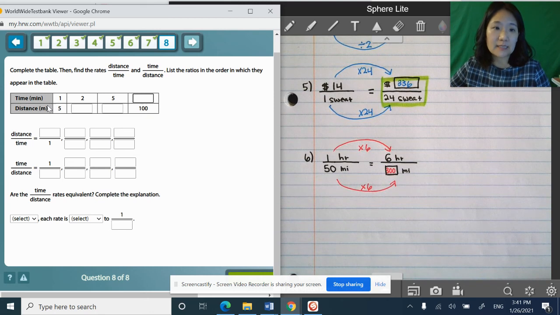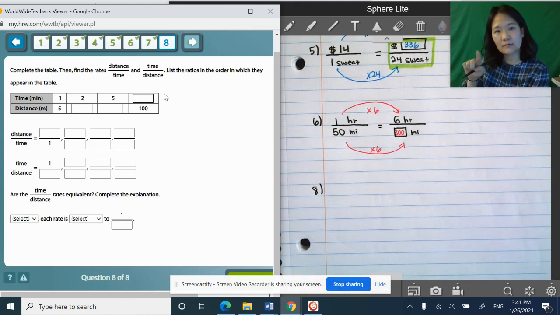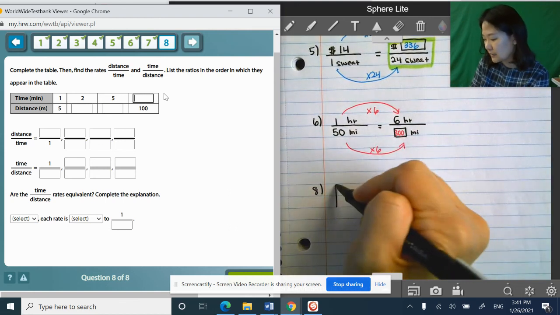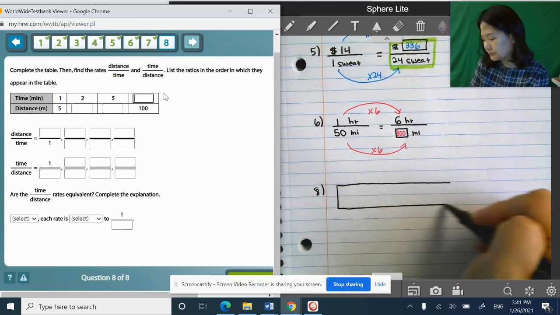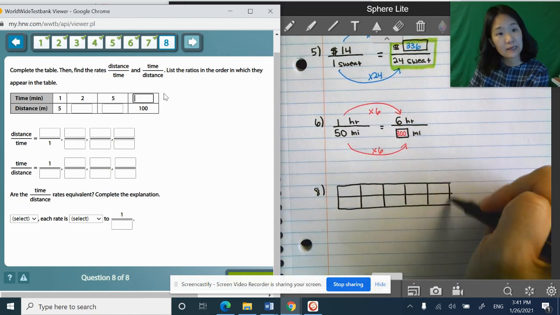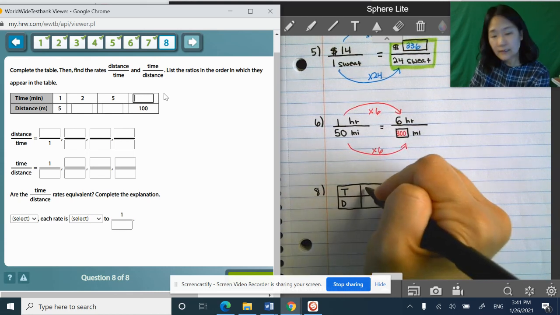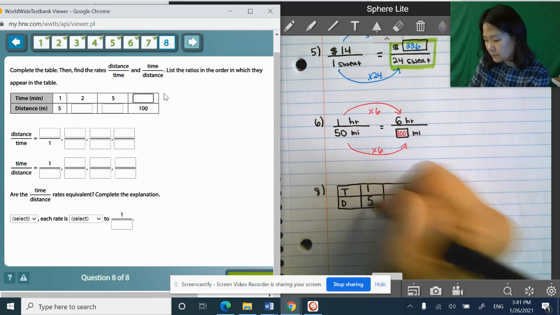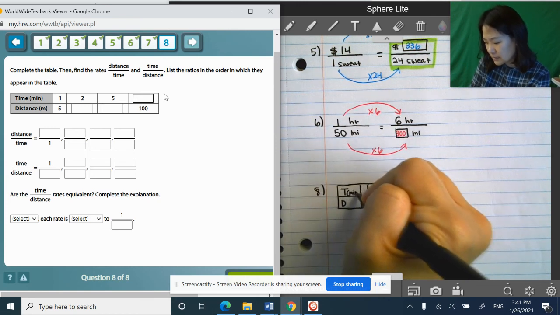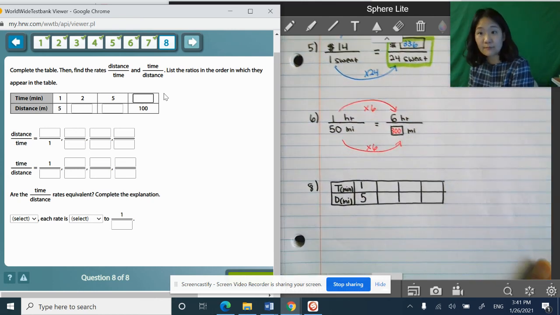First, I'm going to complete the table. I know that here's 1 minute, 5 miles, and then I have some fill in the blanks to do. So let's go ahead and make the table first. This is number eight. Let's do minutes and miles, just so that it's a little bit more clear. 1 minute, 5 miles.